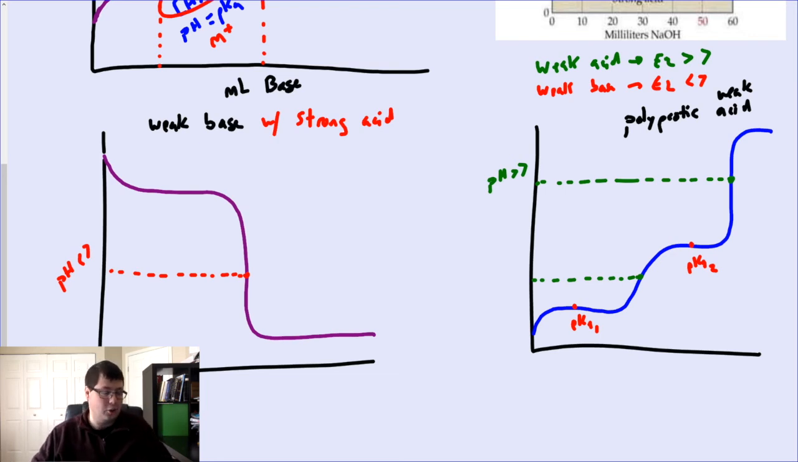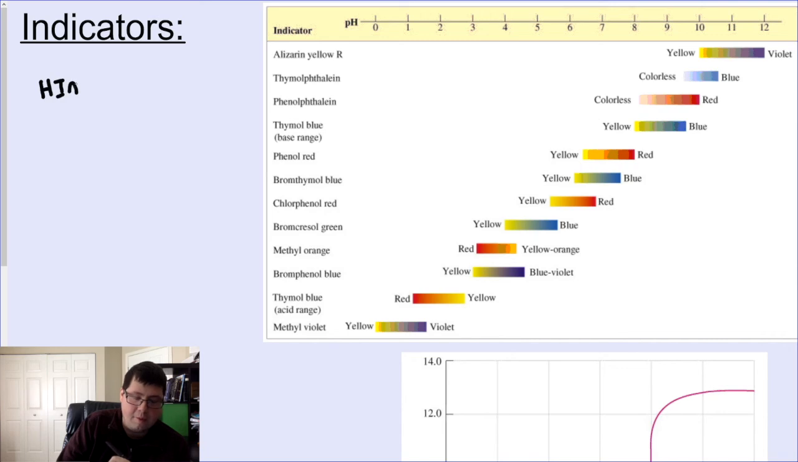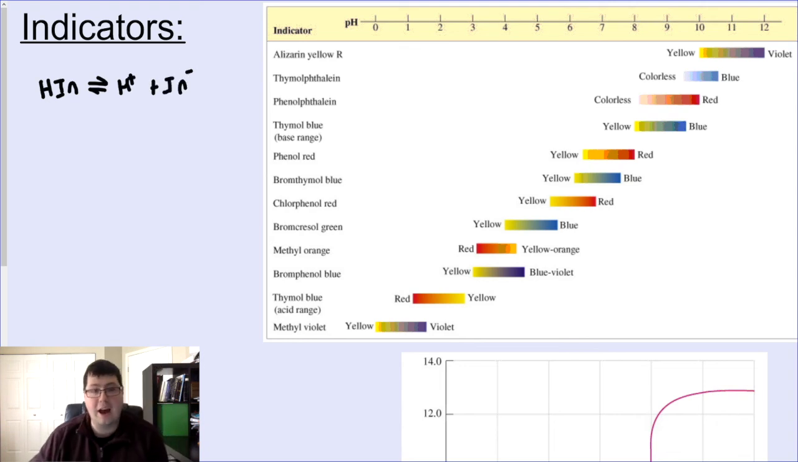Finally, let's go ahead and take a look at how indicators play a role in these titration curves. Indicators, as we know, are used to detect pH changes in a solution, especially during a titration, to determine whether a titration has reached completion or reached the equivalence point. One important thing to know then is that indicators themselves are also weak acids, and so we can represent the equilibrium for an indicator. We'll say our indicator's HIn, and it's going to be in equilibrium with H+ and In-.